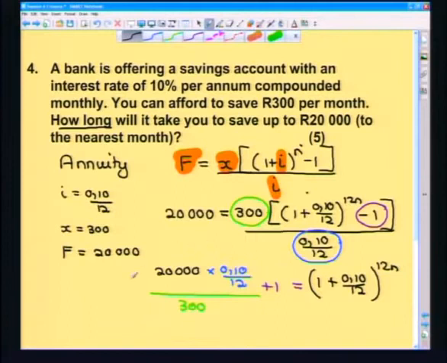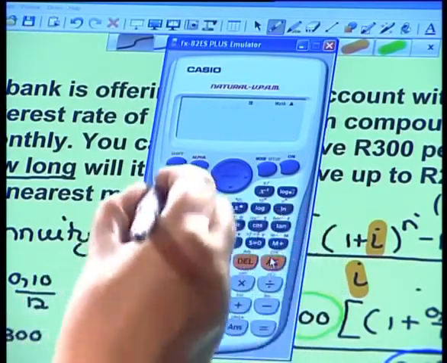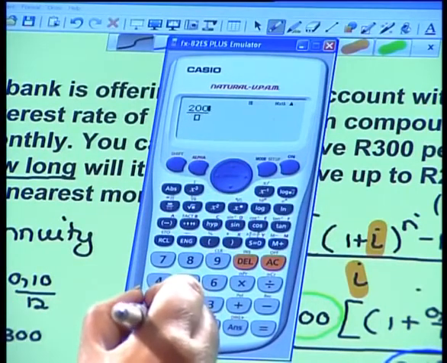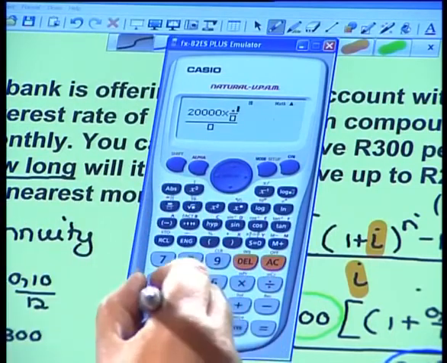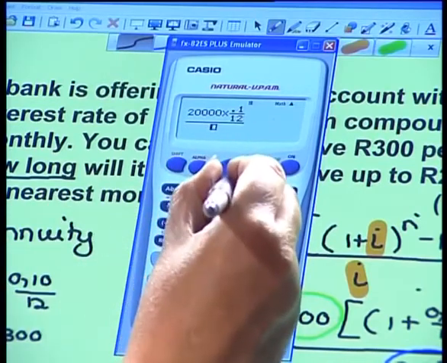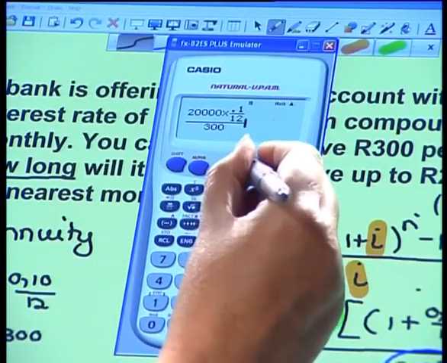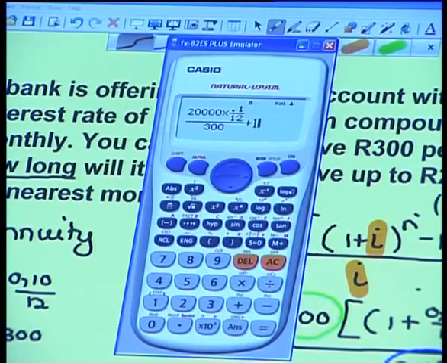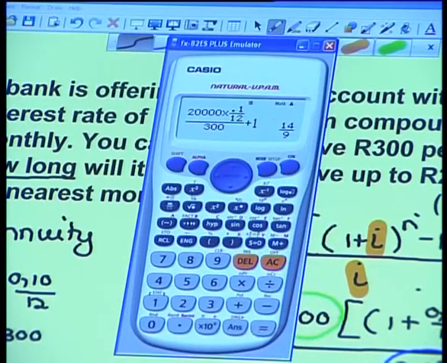All right, so now this part can go straight into the calculator. So let's bring our calculator up, clear it, bring in our fraction button, and let's put this in. So it's going to be 20,000 times, I'm going to use a fraction button here, 0.1 divided by 12. Okay, space bar down over 300. Space bar out plus 1. So you can see it looks exactly like this here. Now, what I do is I press the equals button and I get 14/9.